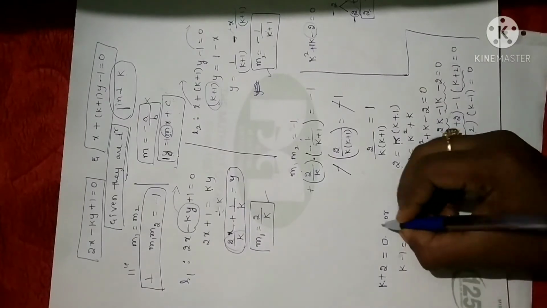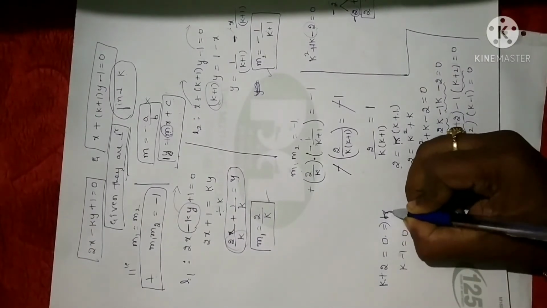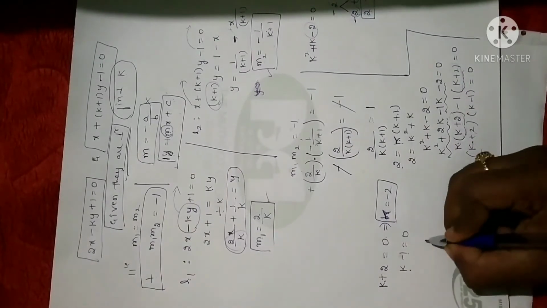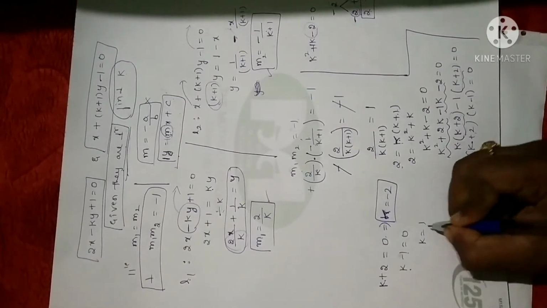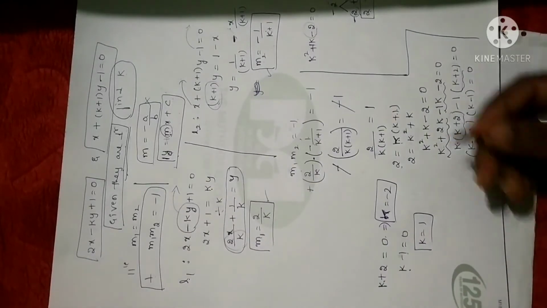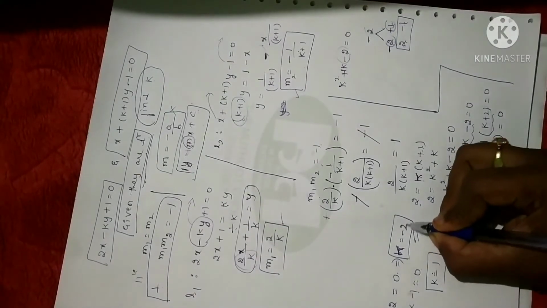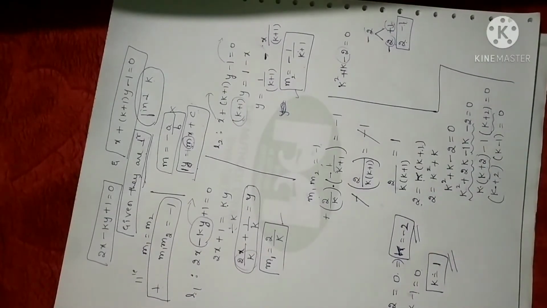When k plus 2 is equal to 0, let me simplify here itself. k is equal to minus 2. When k minus 1 is equal to 0, k is equal to 1. So our aim is to find the value of k, right? I have got k values. One value is minus 2, another value is 1.